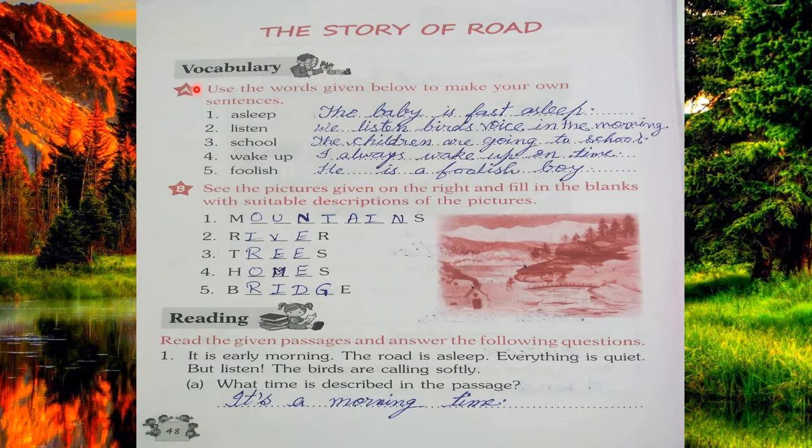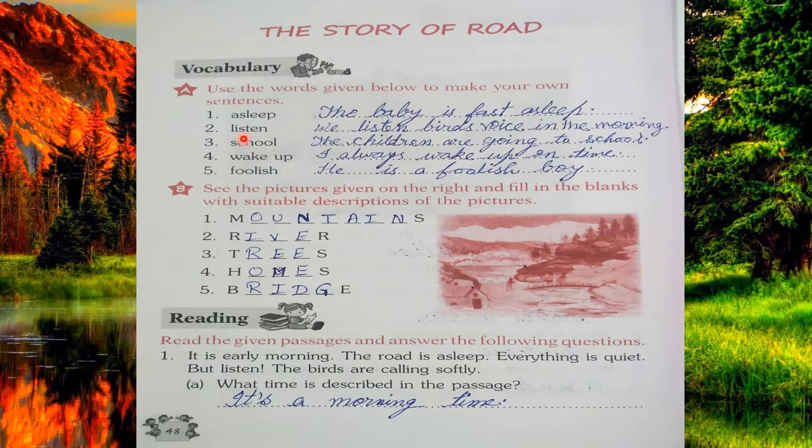The first is vocabulary. Use the words given below to make your own sentences. Class, here in this question there are some words. You have to use these words and then make a sentence. Just like number first is asleep. The baby is fast asleep.